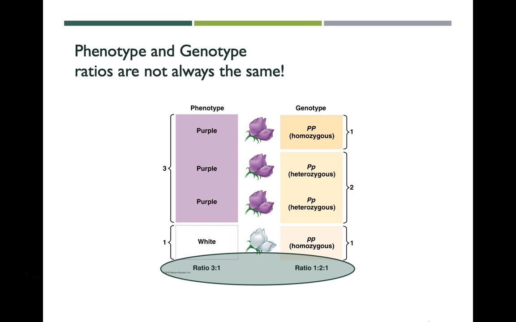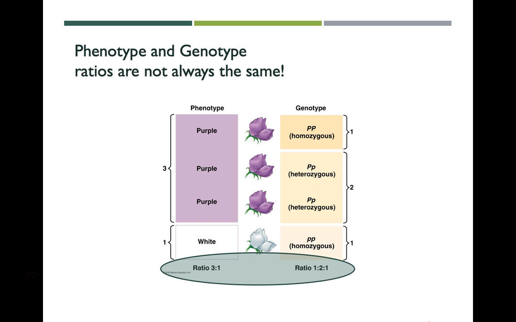When we do Punnett square problems, you will be asked to determine both the phenotype and the genotype ratios. So on the left side here, we have the phenotype or the physical characteristics displayed in a 3-to-1 ratio. And then on the right-hand side, we have the genotype ratios. So we have 1 homozygous to 2 heterozygous to 1 homozygous. And so when you do these problems, you'll be asked to determine the ratio of the phenotype and the genotype.